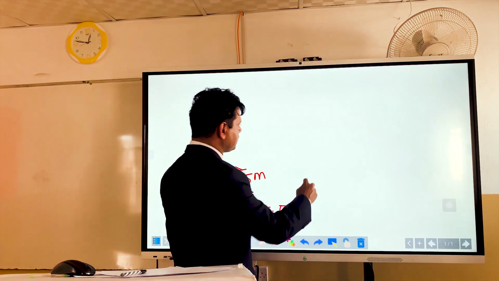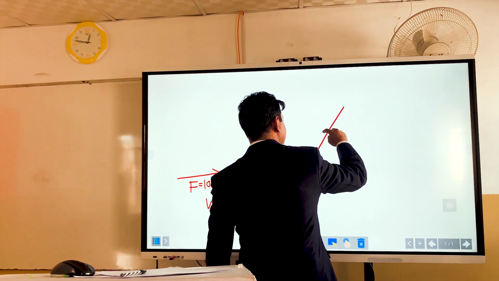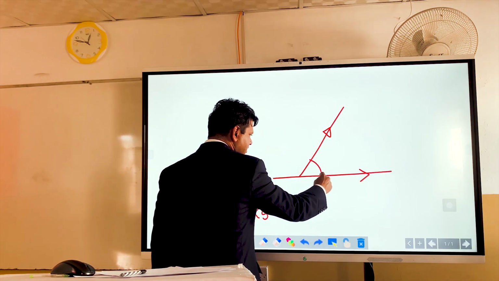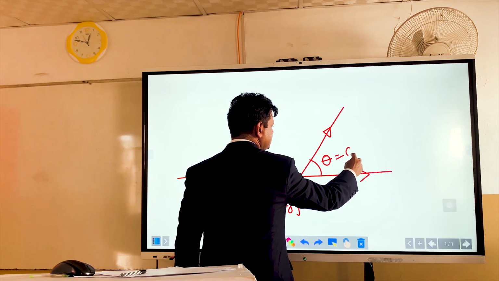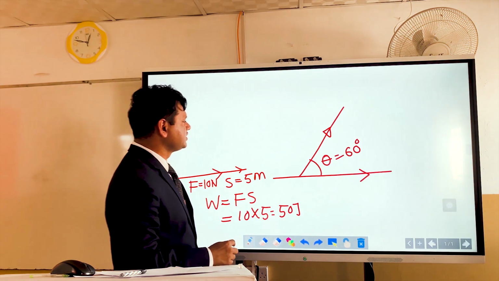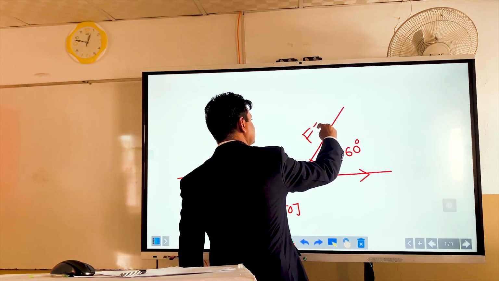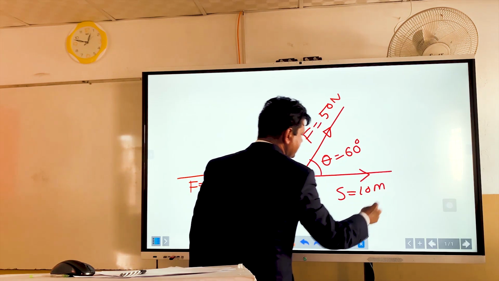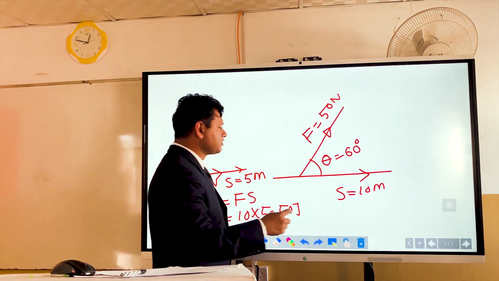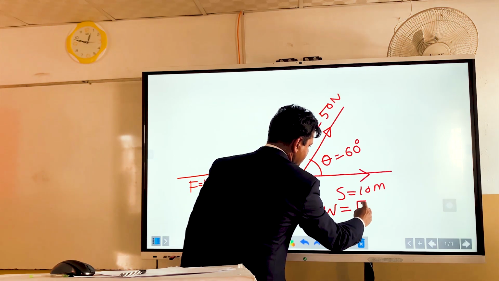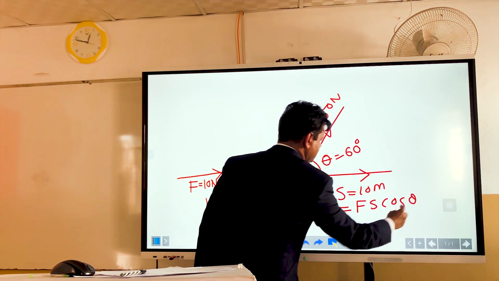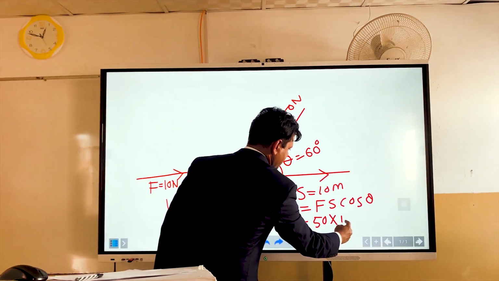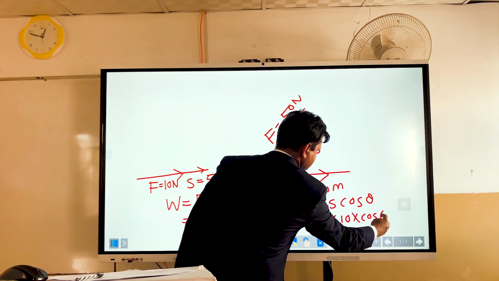But if the force direction and the displacement are not the same, suppose I am applying a force here, an object is moving along the horizontal line, and here is an angle, suppose theta equal to 60 degree. And suppose we are also applying force F equal to 50 Newton and displacement S equal to 10 meter, then our formula must be which one? W equal to Fs cos theta. Thank you. W equal to Fs cos theta. So if you put the values, F value is 50, S value is 10, then cos 60.